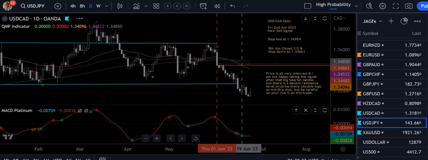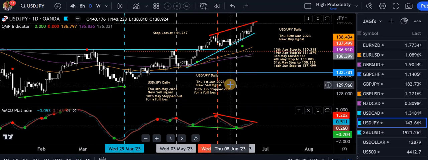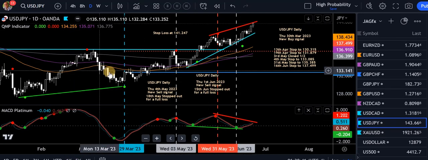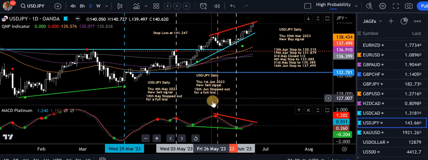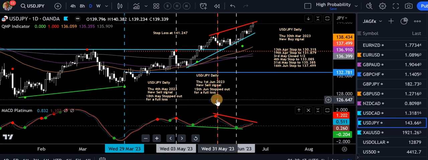USD Japanese yen. I think it's like the Euro Yen. Had a couple of losses on the way up, sells. No, it definitely was. Get rid of that one.